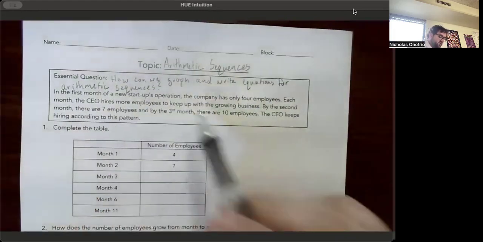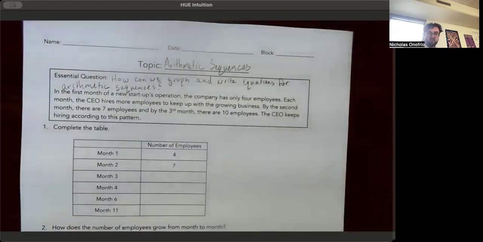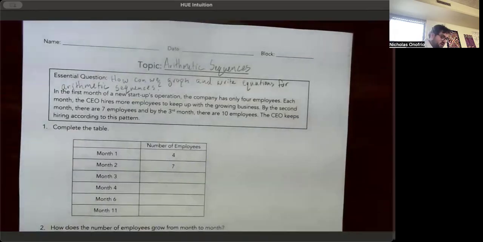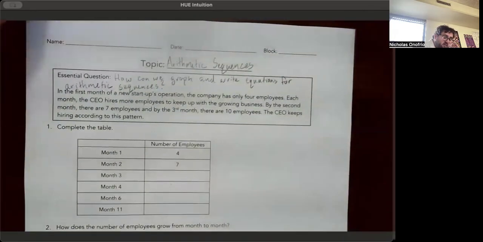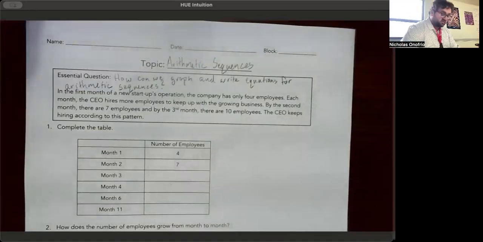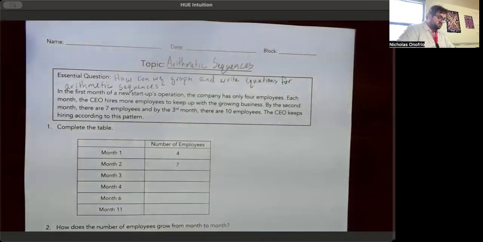In the first month of a new startup's operation, the company has only 4 employees. Each month, the CEO hires more employees to keep up with the growing business. By the second month, there are 7 employees, and by the third month, there are 10 employees. The CEO keeps hiring according to this pattern.